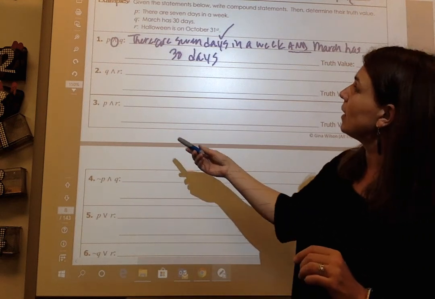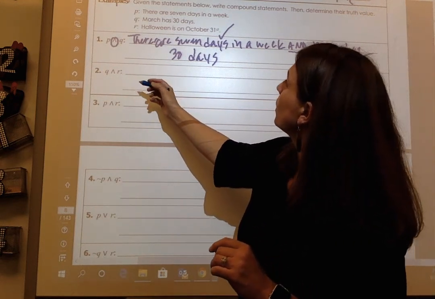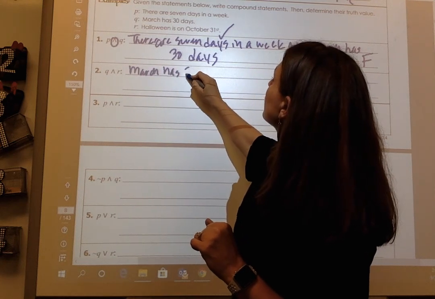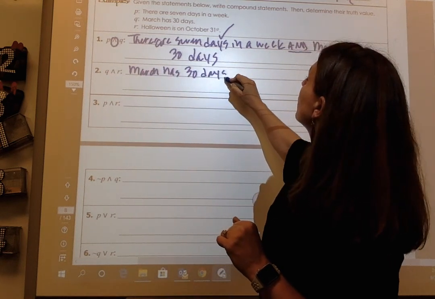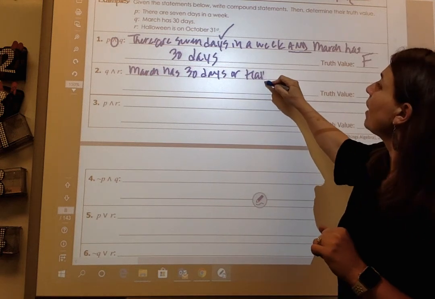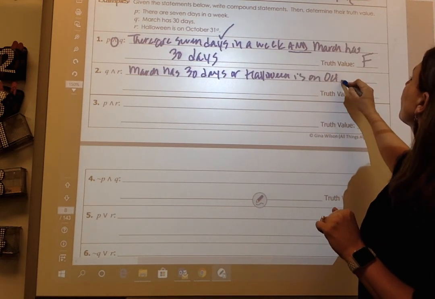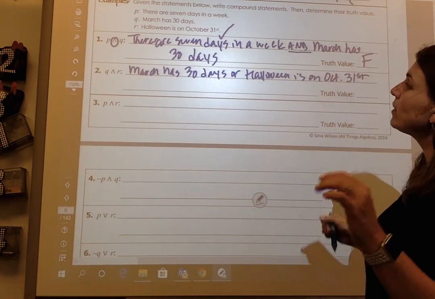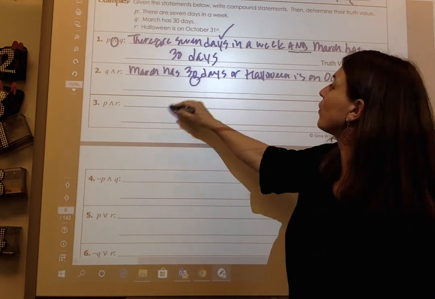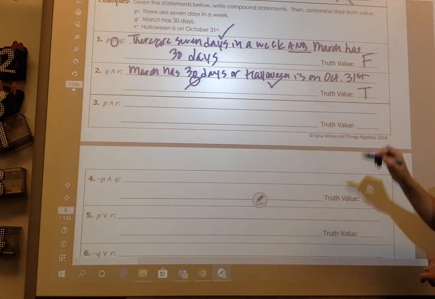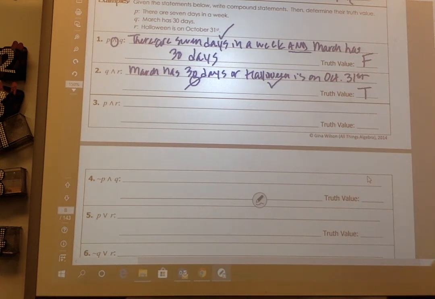Let's look at number 2. So my statement would say March has 30 days, or Halloween is on October 31st. Well, it's an or statement. March does not have 30 days, but Halloween is on October 31st, so my statement there would be true. Okay? My truth value is true.